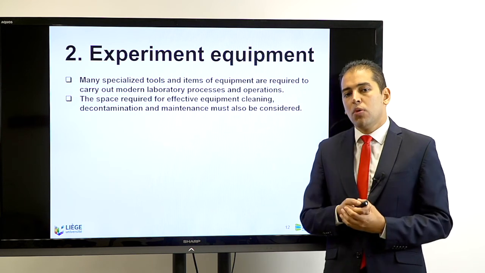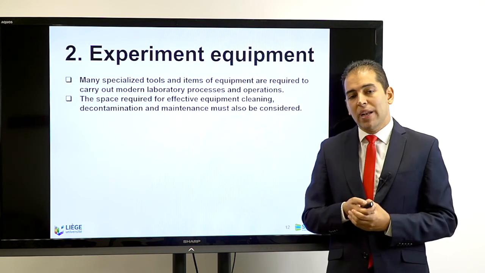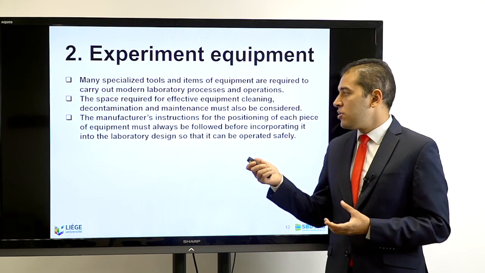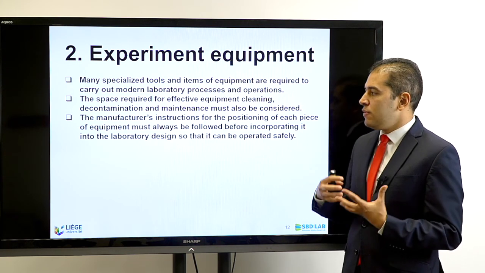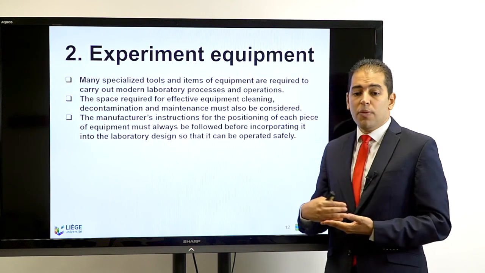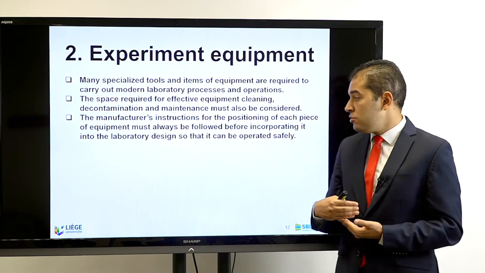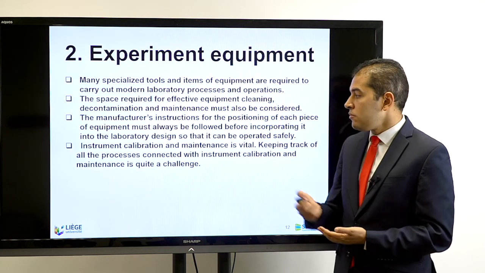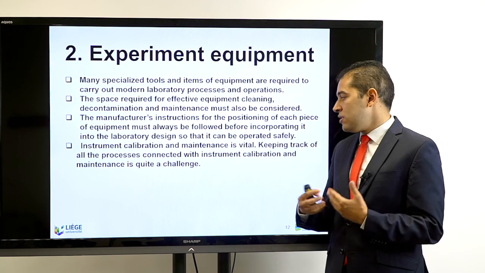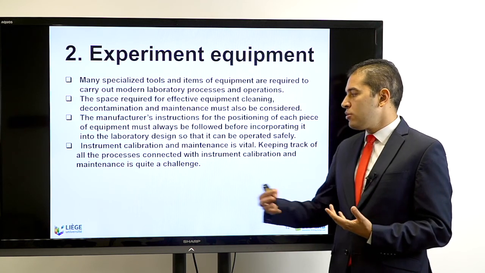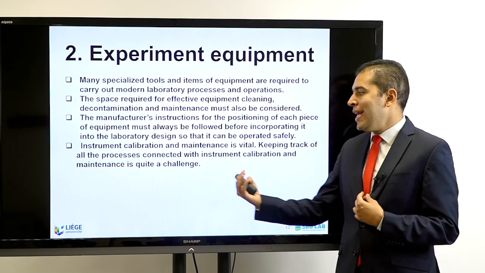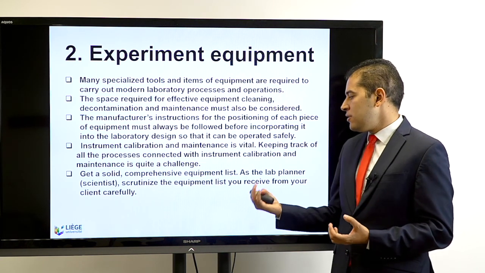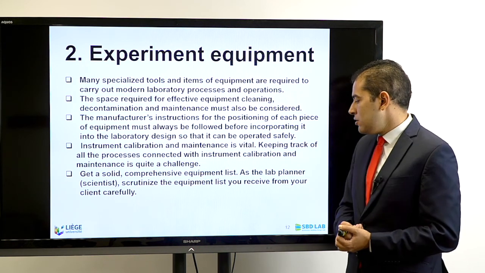And if you want to know more about the spatial design of a lab and the lab setting, you can follow the previous video. The manufacturer instructions for positioning of each piece of equipment must always be followed before incorporating it into the laboratory design so that it can be operated safely. Instrument calibration and maintenance is vital, so keeping track of all processes connected with instrument calibration and maintenance is quite a challenge. And get a solid comprehensive equipment list for your lab so that you can trace it.